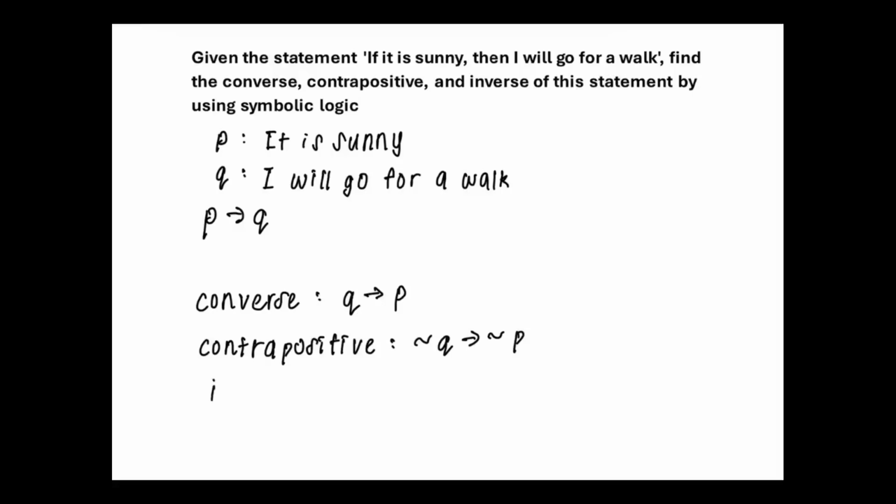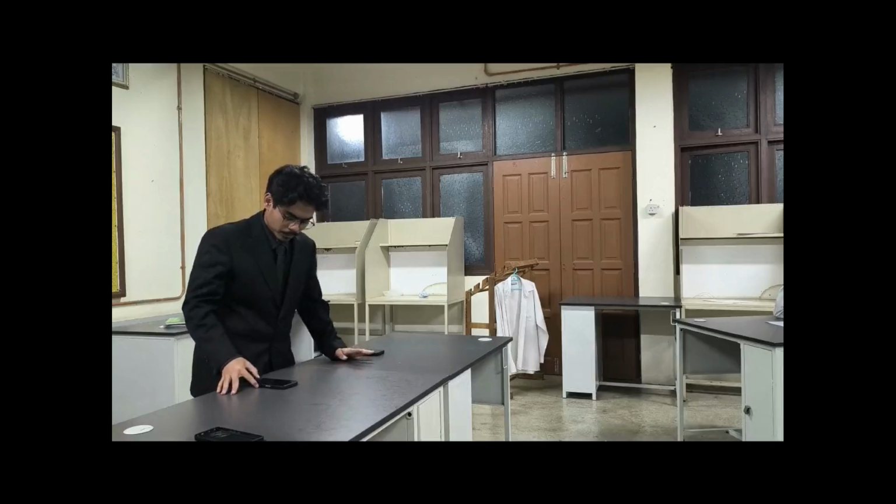For inverse, I must negate both the hypothesis and conclusion but do not swap them. Thus, the inverse statement will be if it is not sunny, then I will not go for a walk. In logical form, negation P implies negation Q.